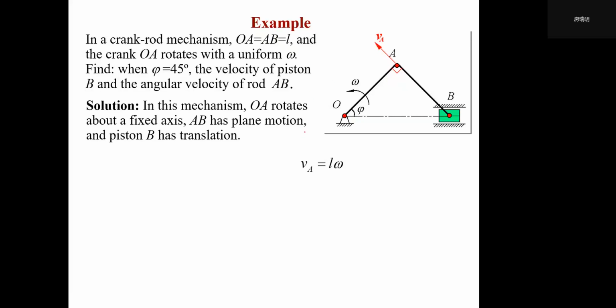Here we have an example. Let's see. We have a crank rod mechanism, right? And OA equals AB equals L. And the crank OA rotates with uniform omega. This is the CCW direction. Find, when phi equals 45 degrees, the velocity of piston B and the angular velocity of rod AB.